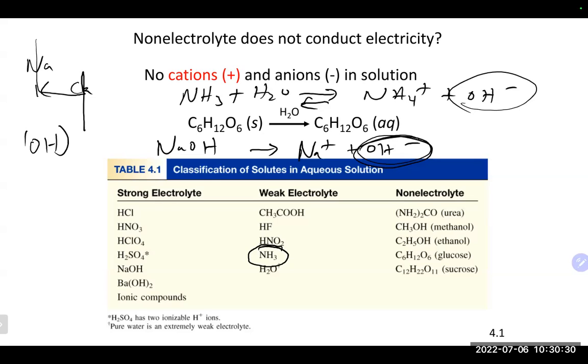Sodium hydroxide, once again, just needs to go for a swim and it will break apart. NH3 has got to go find some water, do a little bit of reaction, and produce a little bit of hydroxide, so it doesn't produce as much. And these are some non-electrolytes, again, carbons, hydrogens, oxygens, covalently bonded together.